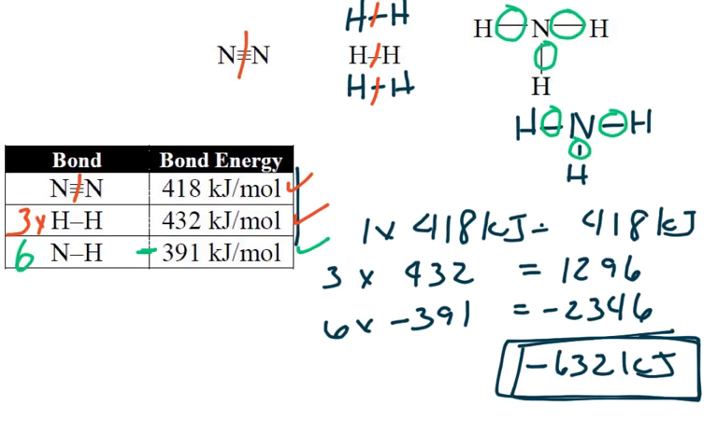So again, I just have to go by my bonds, but I have to remember the first 2 numbers, I'll use as is because I am breaking those bonds. But the last one, I have to change the sign because I'm making those bonds. And that's how this works.